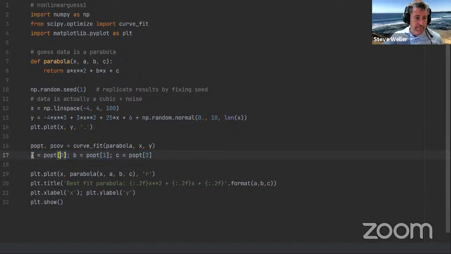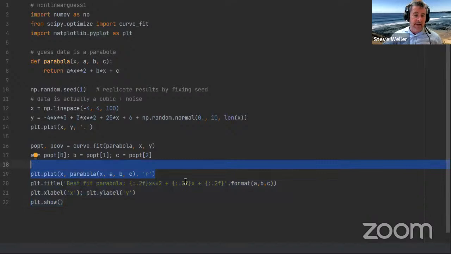The main point is that now, because we've called curve fit with a parabola, the parabola has 3 degrees of freedom, the A, the B, the C, AX squared plus BX plus C. And so our job as programmers is to take the POPT that's returned by curve fit and extract the three values we're interested in, A, B, and C. It's no accident that A is POPT 0, B is POPT 1, and C is POPT 2. It's the same order as the function which defines the parabola. And the lines from there on just plot the best fit parabola, and also plot a title.